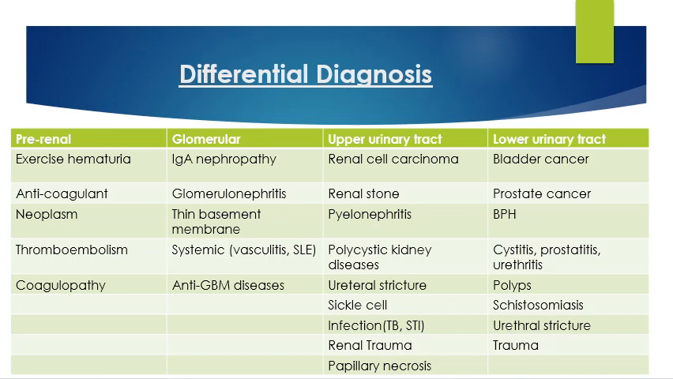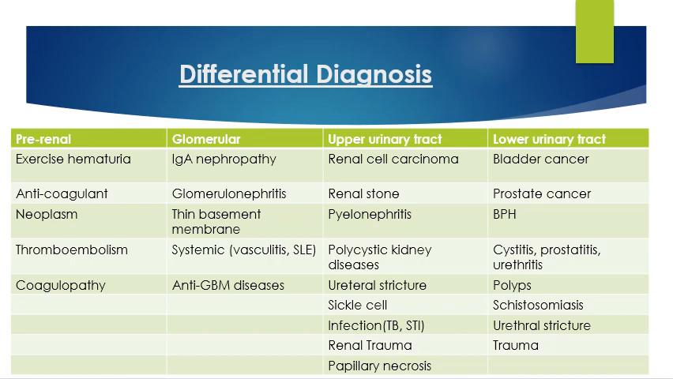Differential diagnosis of hematuria. We broadly classify the cause of hematuria into prerenal, renal, and postrenal. Prerenal causes include exercise-induced hematuria, drugs like anticoagulants, tumor, thromboembolic disorder, or coagulopathy.